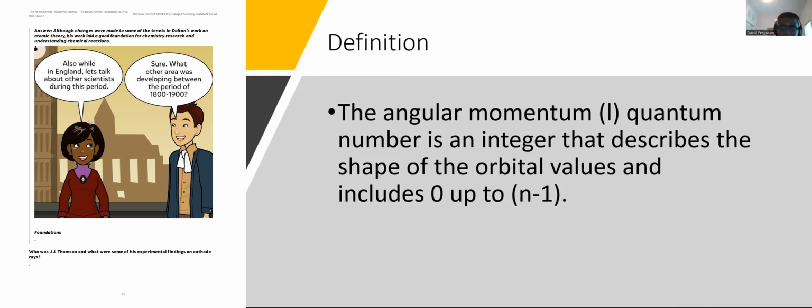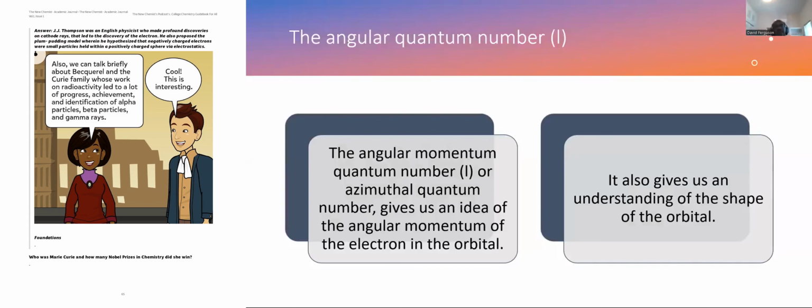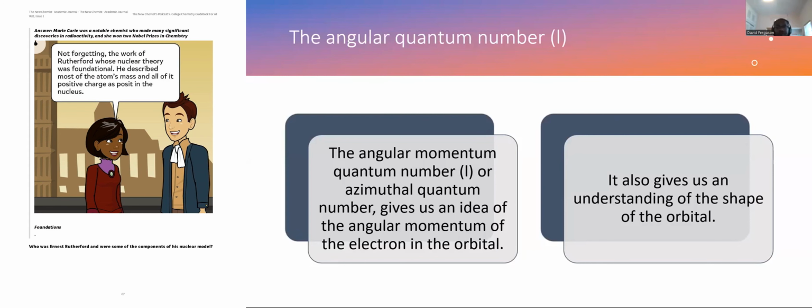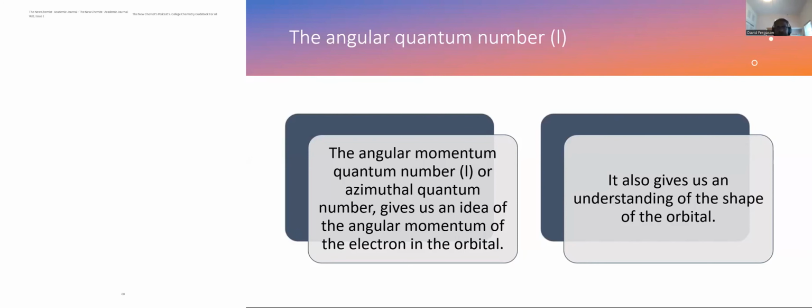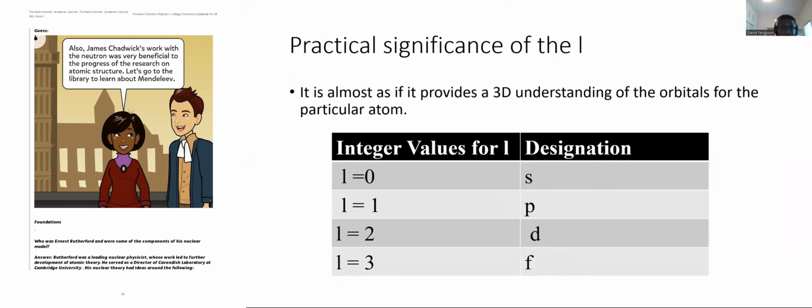So it's an integer. L describes the shape of the orbital and ranges from 0 up to n minus 1. The angular momentum quantum number, or azimuthal quantum number, gives us an idea of the angular momentum of the electron in the orbital. So think about it. If something is spinning as a probability distribution, or whatever distribution you look at, you look at a specific place. If you look at any place, we look at the radial distribution. However, the angular quantum number gives us an understanding of the shape of the orbital.